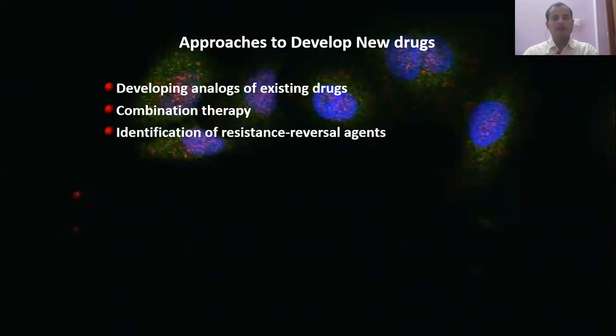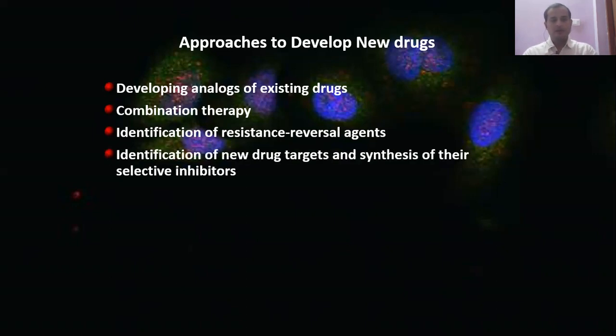Then identification of resistance reversal agents. As I already told you, there is a problem of drug resistance, which is a very big problem for drug discovery research and for disease management. You must have heard about MDR and XDR-TB, multi-drug resistant TB, or multi-drug resistant malaria. The parasite develops resistance against the particular drug which is in use. Then identification of new drug targets and synthesis of their selective inhibitors. We will also come to that.